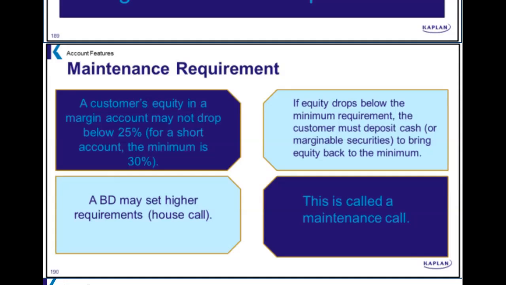All right. So what is a maintenance requirement? A maintenance requirement is if a customer's equity in their margin account drops below 25%, then the house, the broker dealer, will do what they call a maintenance call. They'll say, you have to deposit cash or a marginable security and bring that equity back up to at least that 25%. If it's a short account, the minimum is 30%.